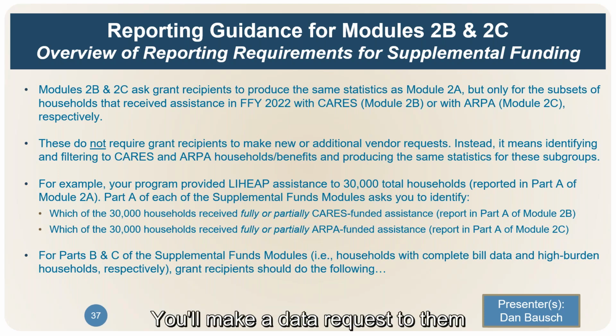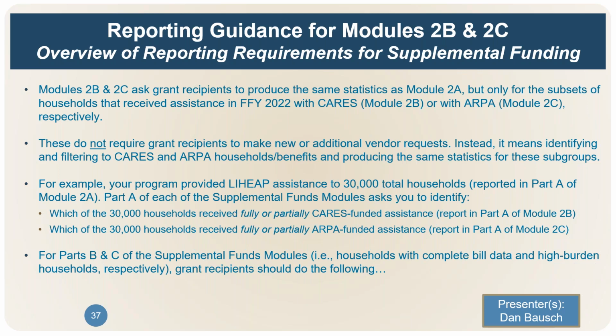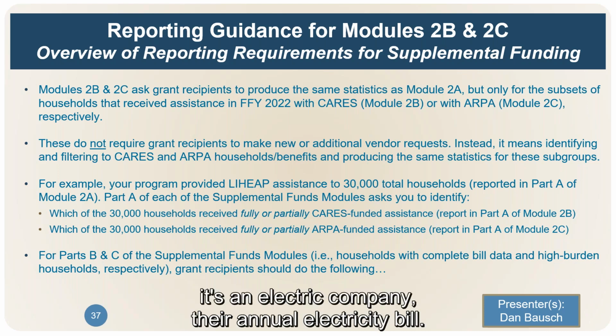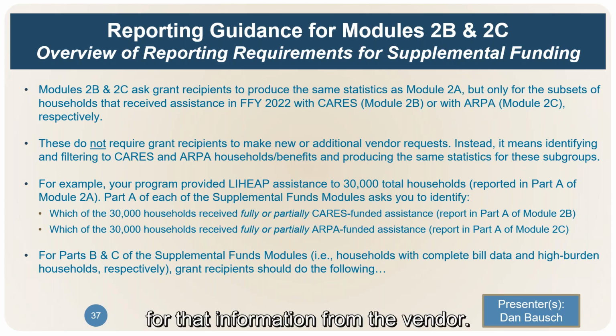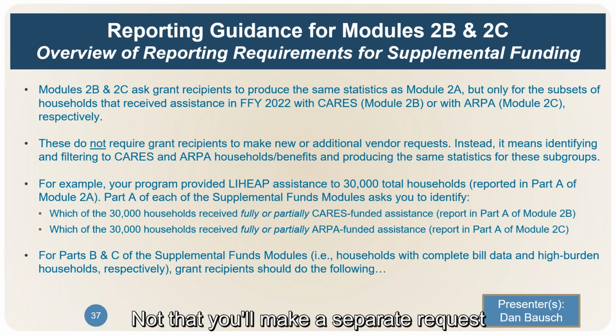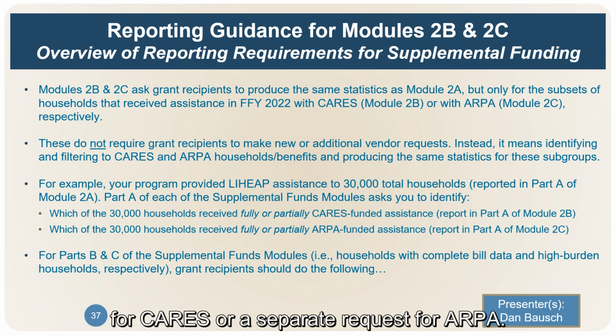You'll make a data request to them to get LIHEAP clients' annual bill. For example, if it's an electric company, their annual electricity bill. The intention is you'll make the one request for that information from the vendor, not a separate request for CARES or a separate request for ARPA.